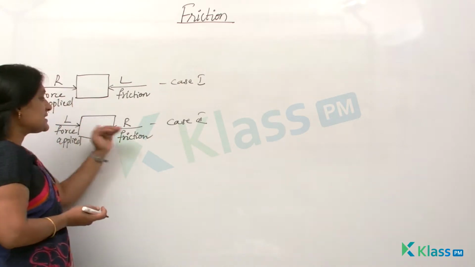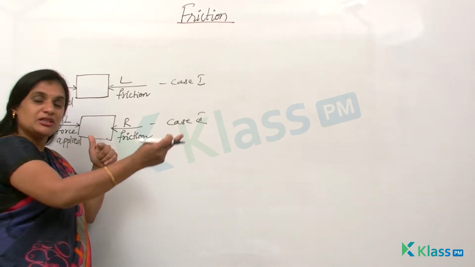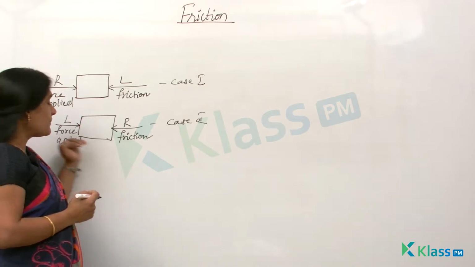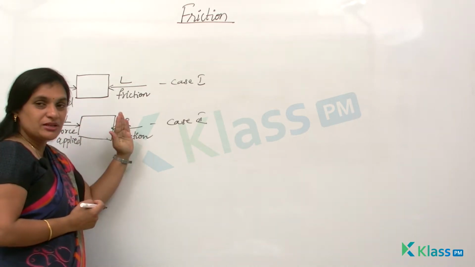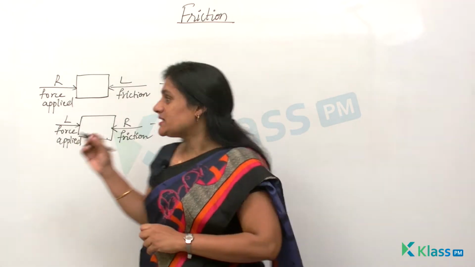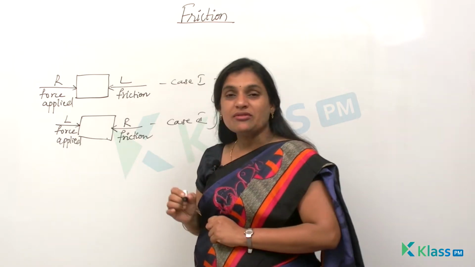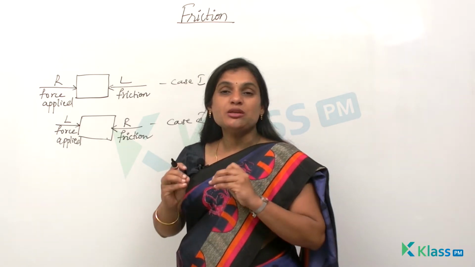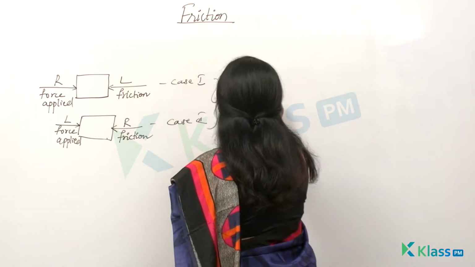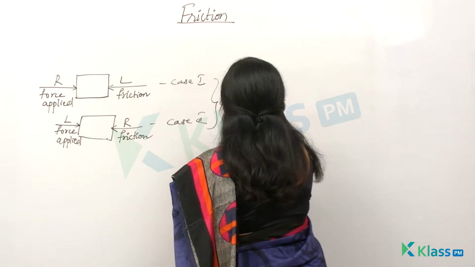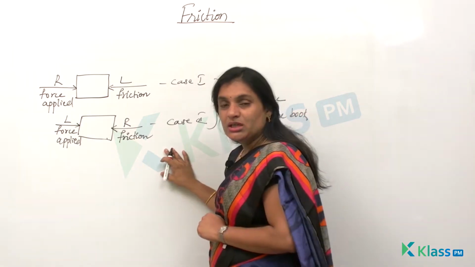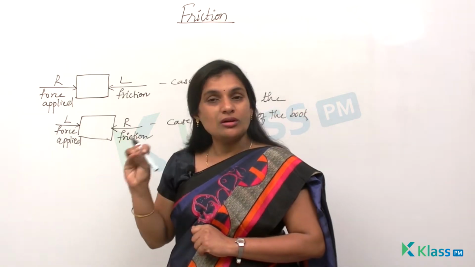In the same way, in the second case, you have come to the other end of the table and tried to apply force on the book from the left side. So when a force is applied from the left side, you see that the friction acting will be from the right side. So in both these cases, you have observed that the friction is opposing the motion of the book. Opposing means what? Trying to stop. Opposing the motion of the book.